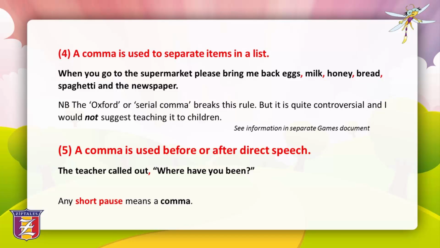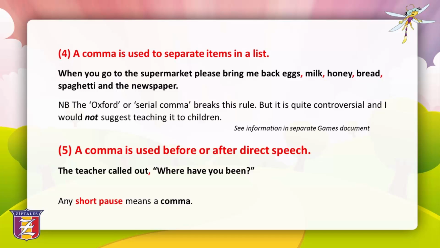Note, the so-called Oxford or serial comma breaks this rule, but it is quite controversial and I would not suggest teaching it to children. It inserts a comma before the and the final item in the list. For example, when you go to the supermarket, please bring me back eggs, comma, milk, comma, honey, comma, bread, comma, spaghetti, comma, and the newspaper. Even if children use it correctly, it can look like a mistake.